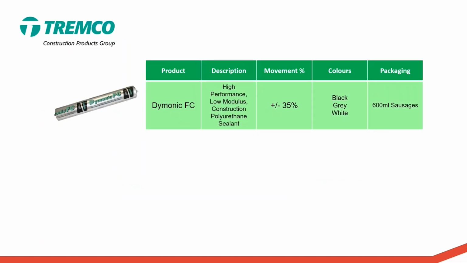Dimonic FC, which is a polyurethane-based hybrid sealant from Tremco that we supply. Good movement capability, good option for construction joints and expansion joints, very good adhesion to porous substrates. And like our other hybrid sealants, this is also a paintable sealant as well.